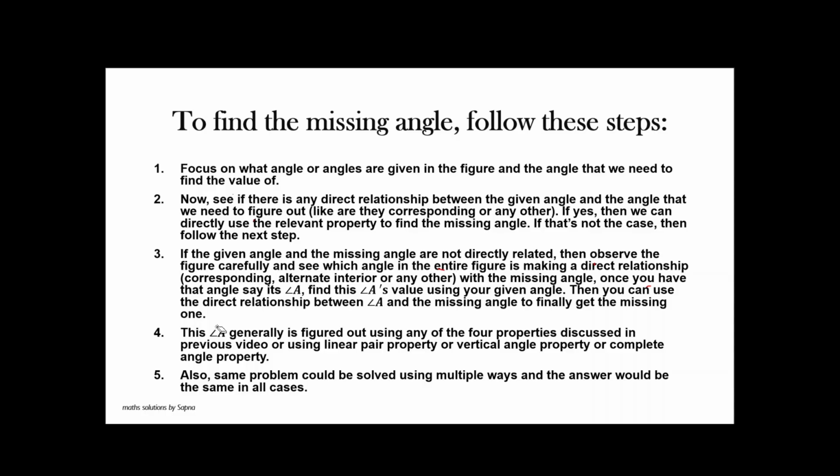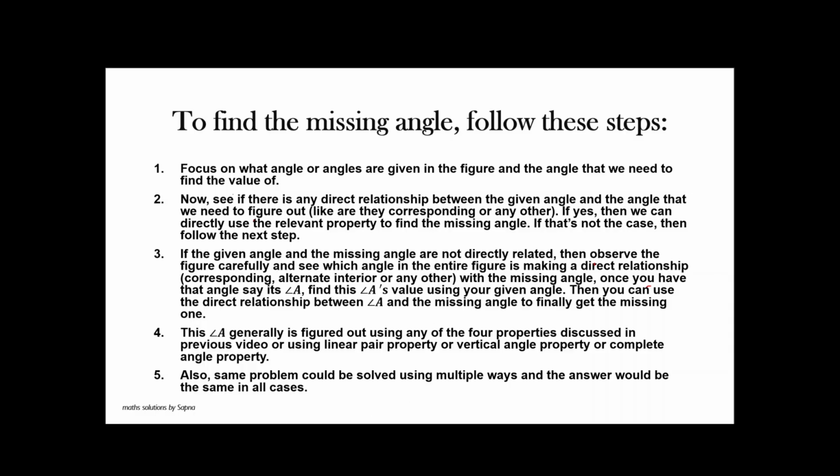Whatever point it is, mark it as some angle. Figure out that point, that angle that you have just marked, maybe angle A, using your given angles, right? Once you have your angle A, you can directly use it to figure out the missing one. This means that if the question is of this kind, it will have more steps than the previous one, correct? Now the question arises, how do we figure out angle A?